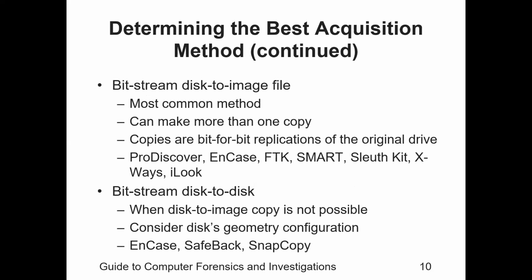So of the four acquisition methods, we have first the bitstream disk to image file. This is the most common method, and it can make more than one copy. That's why we like it a lot. It makes bit by bit replications of the original drive. And of course, we know what these bits are: the smallest format in which we can save our digital data, as we had just seen. There are several tools that allow for this bitstream disk to image method. We have ProDiscover, EnCase, the Forensic Toolkit, which we used and we shall use again. There is Smart, SleuthKit, X-Ways, iLook. So we can ask you all forms of objectives: which of the following tools?